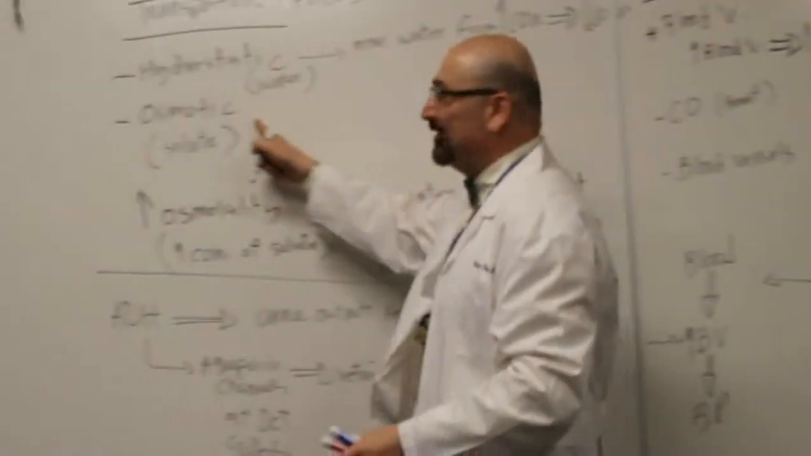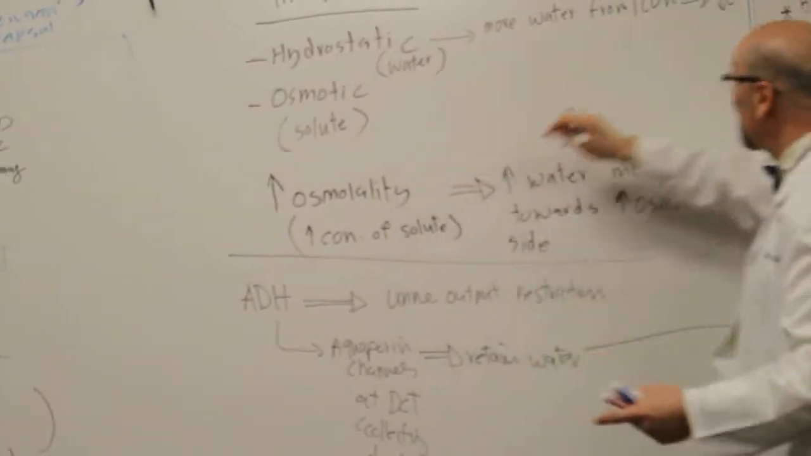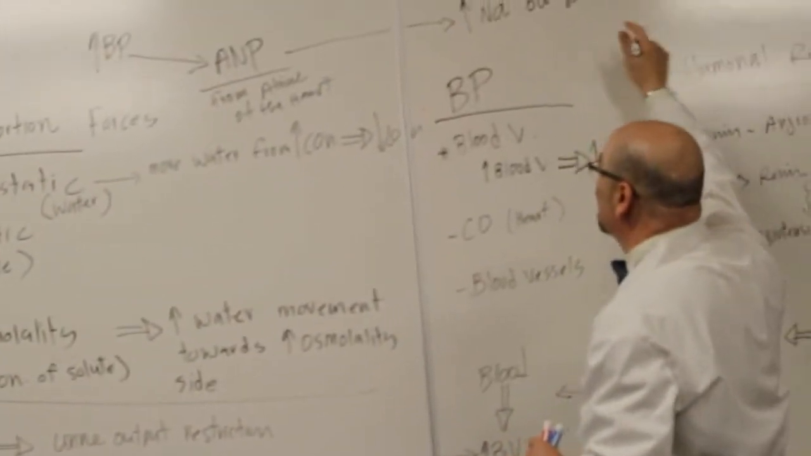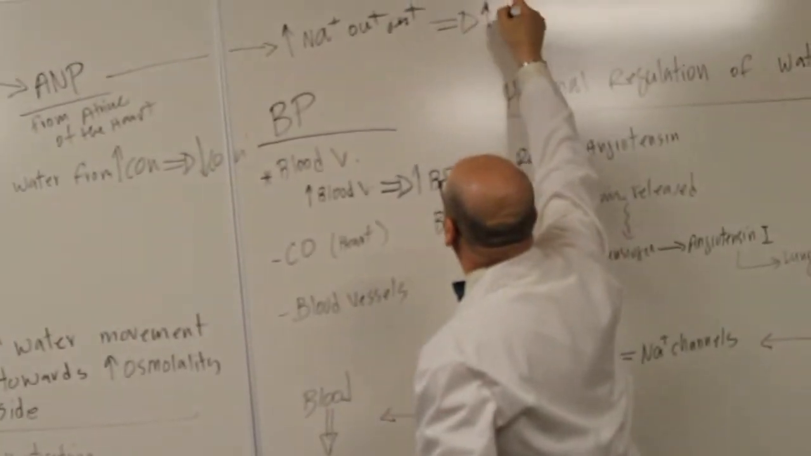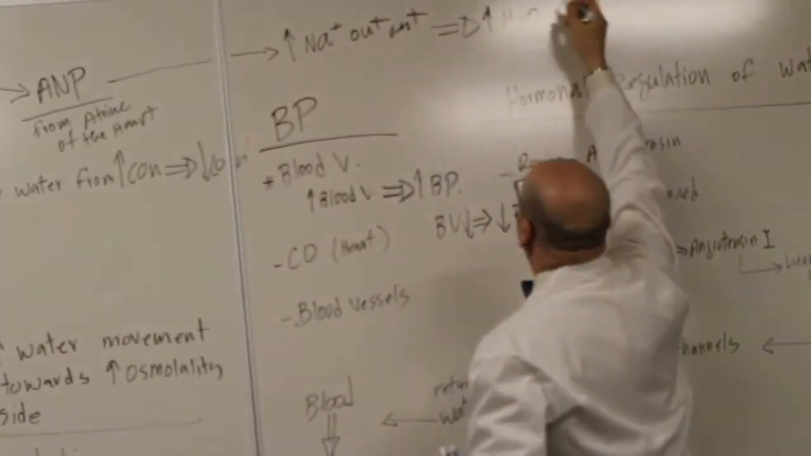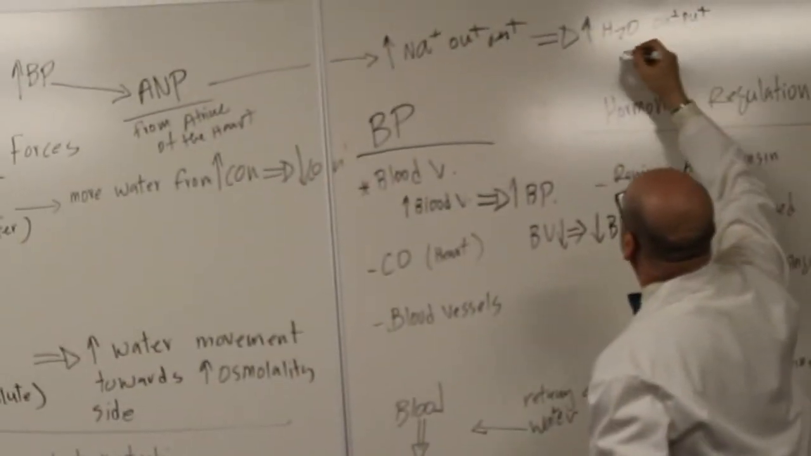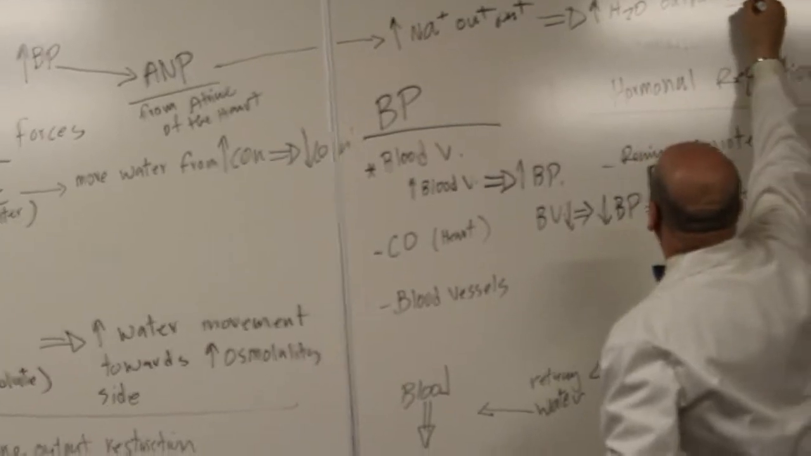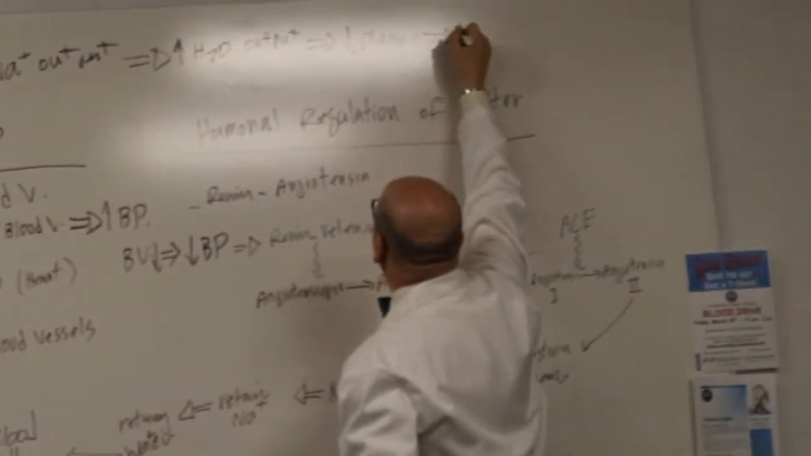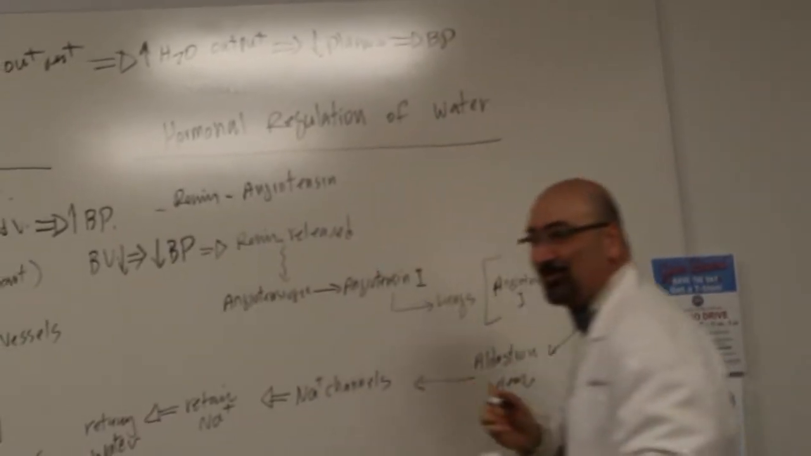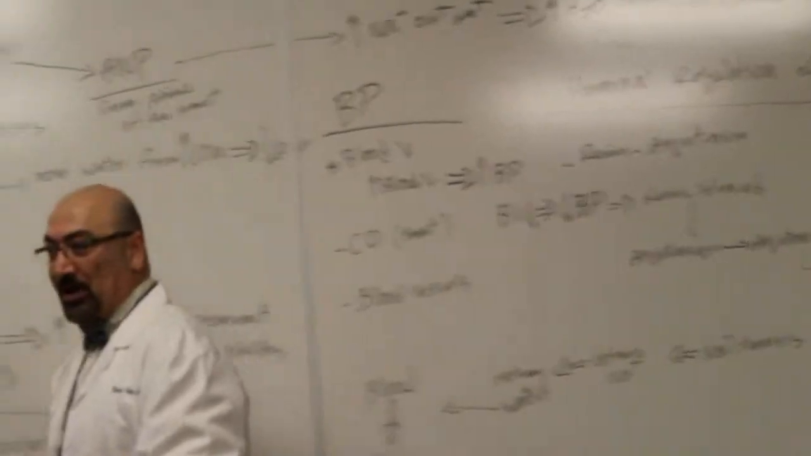That would be the osmotic force or osmolality. So as you're getting rid of sodium, guess what? You will increase urine output, but water output. So that drops plasma volume, and then that drops blood pressure. Once again, regulating sodium and regulating water in the opposite way.